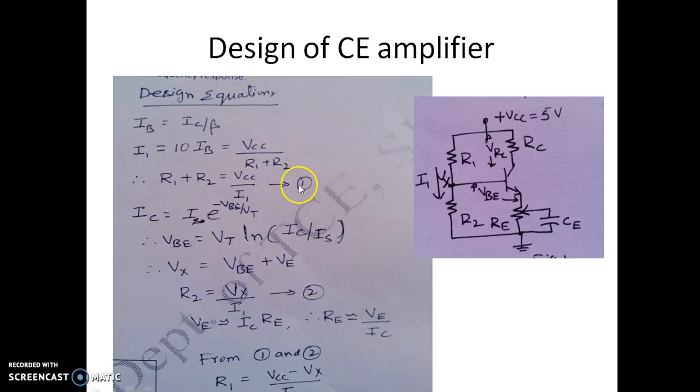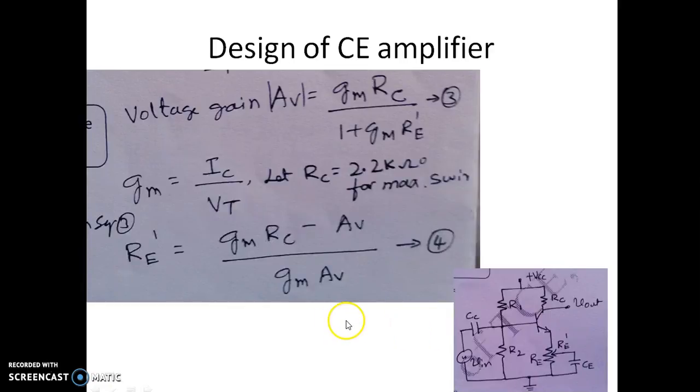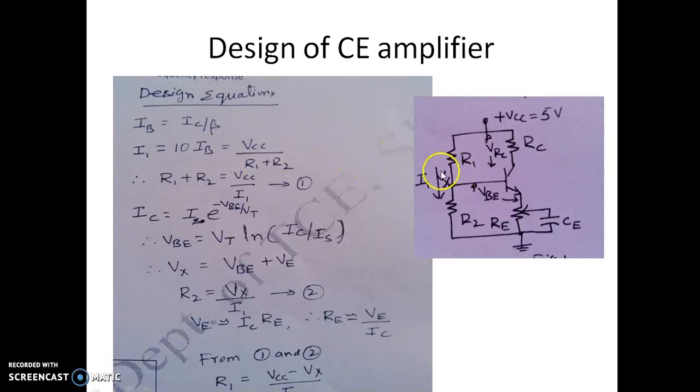From equations 1 and 2, we can write R1 is equal to VCC minus Vx divided by I1. This is VCC, this voltage is Vx, divided by I1, the current flowing through it, which will give you the R1 value. So we can get the value of R1 as well as R2, and of course RE also. Next, in the actual design, we are supposed to find the values of R1, R2, RC, RE for a given specification of IC equal to 1 milliampere and VBE of around 0.6 volts.